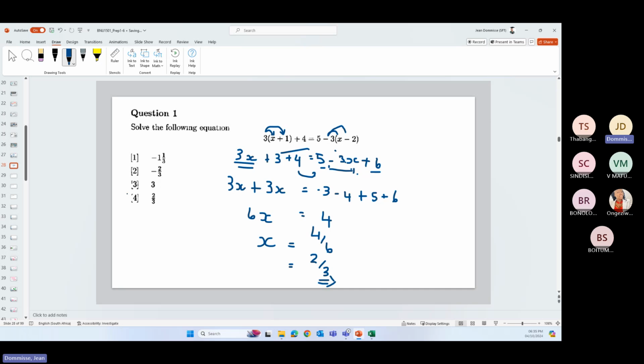And then if I look at it, option 4 will be the 2 over 3. And you can always test it by putting that 2 over 3 back into your formula.